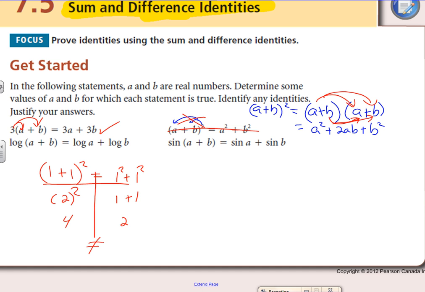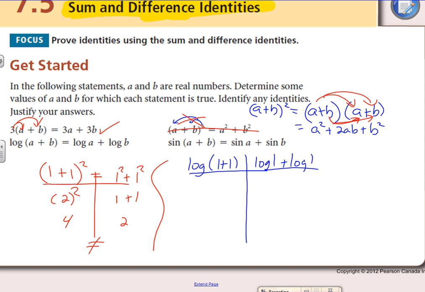How about for logs? Let's check that out if this is true. Log of (a plus b). Well, that kind of looks similar to one of the rules we did. Well, let's just stick with 1 and 1. Log of (1 plus 1) as opposed to log of 1 plus log of 1. Log of (1 plus 1), that's log of 2.